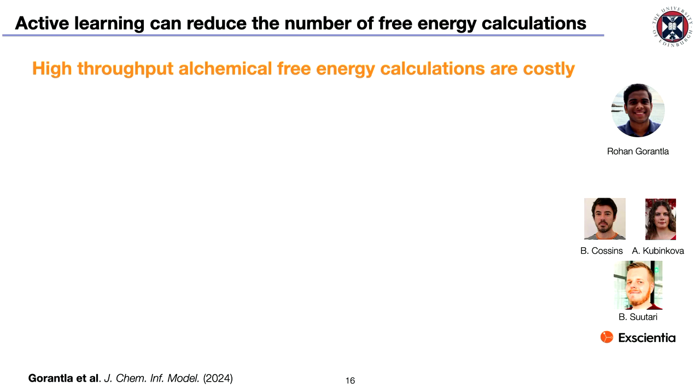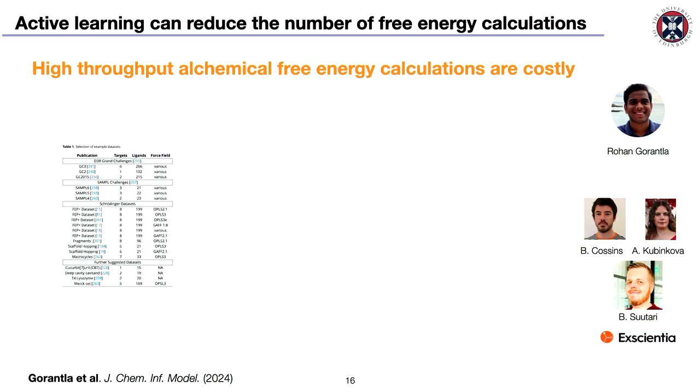So the point is really that, well, if we want to run many of these alchemical free energy calculations, they do become quite costly, either in terms of getting compute on a high-performance computing cluster, or in terms of cloud computing. So how can we effectively select compounds for screening with alchemical free energy calculations, and what are the best strategies?